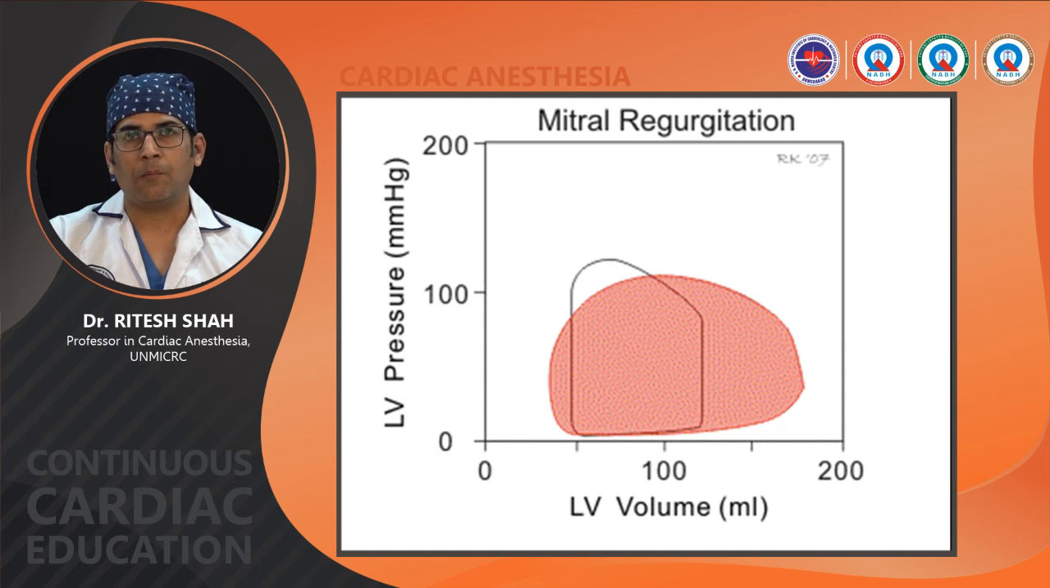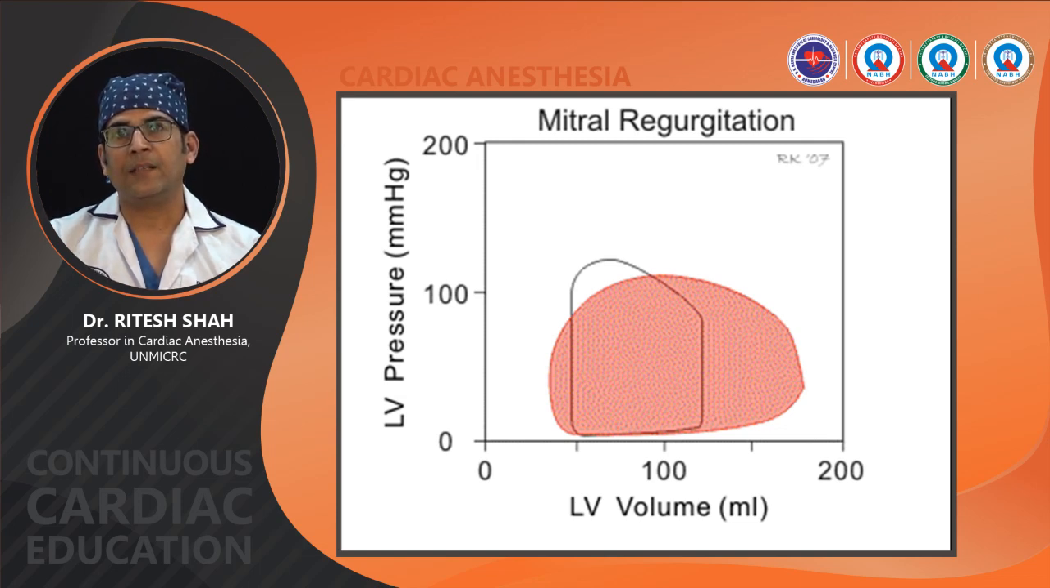So high blood flow occurs during diastole from LA to LV, and therefore LV end diastolic volume also increases. This increase in end diastolic volume and decrease in end systolic volume increases the stroke volume significantly. But though stroke volume is increased, the true stroke volume, that LV ejects into the aorta, is reduced, because most of the stroke volume goes into the LA instead of the aorta.